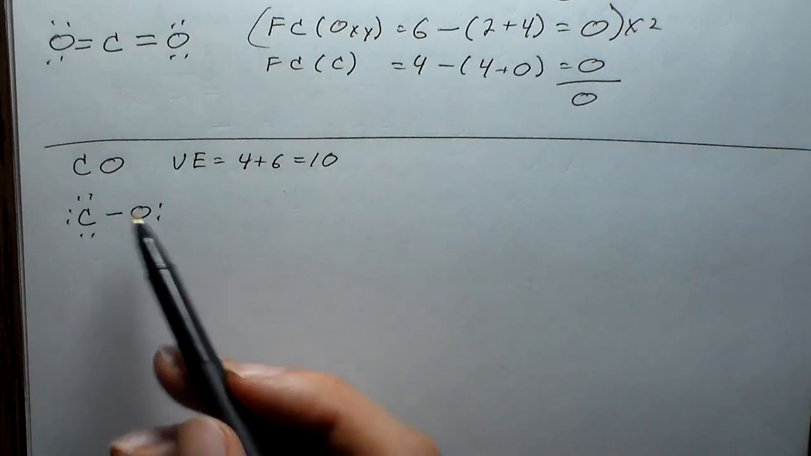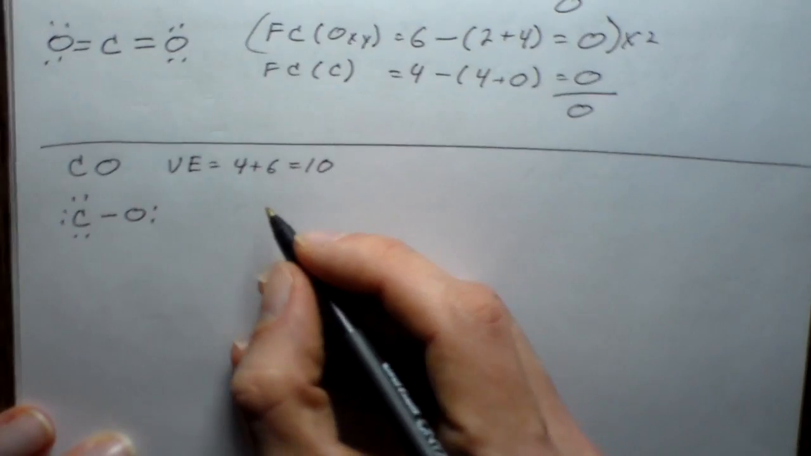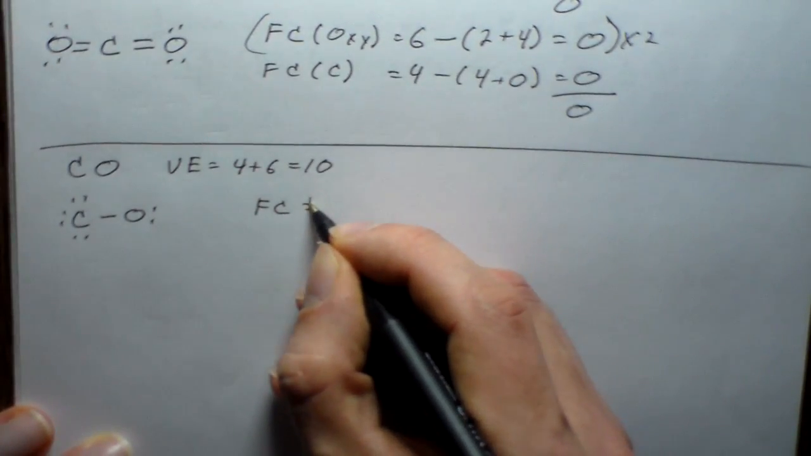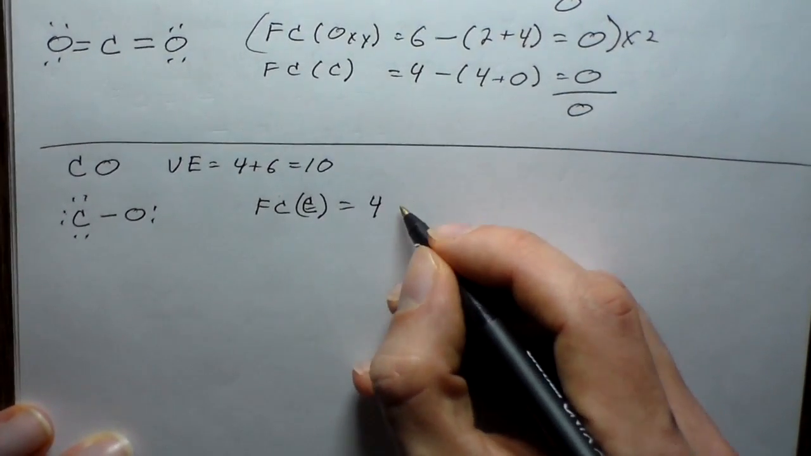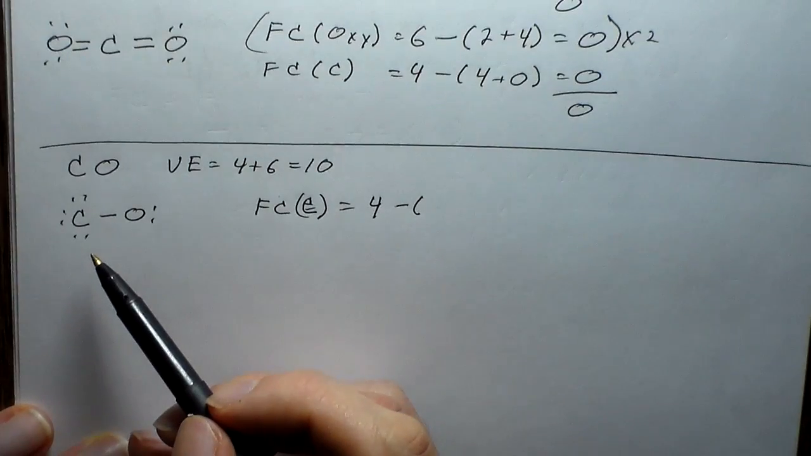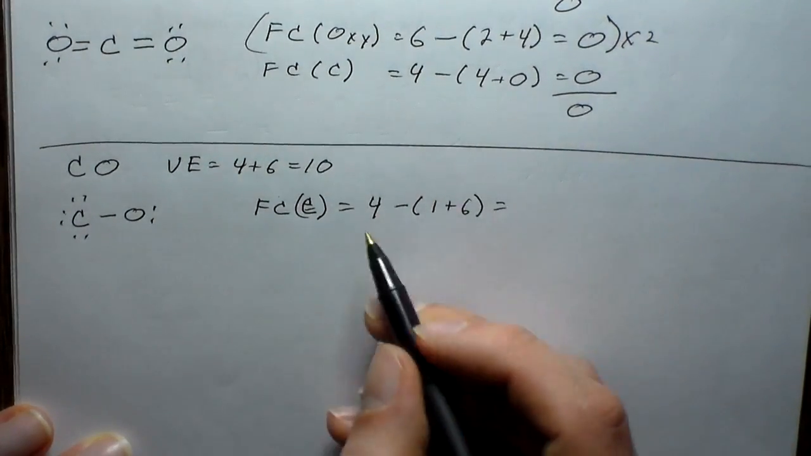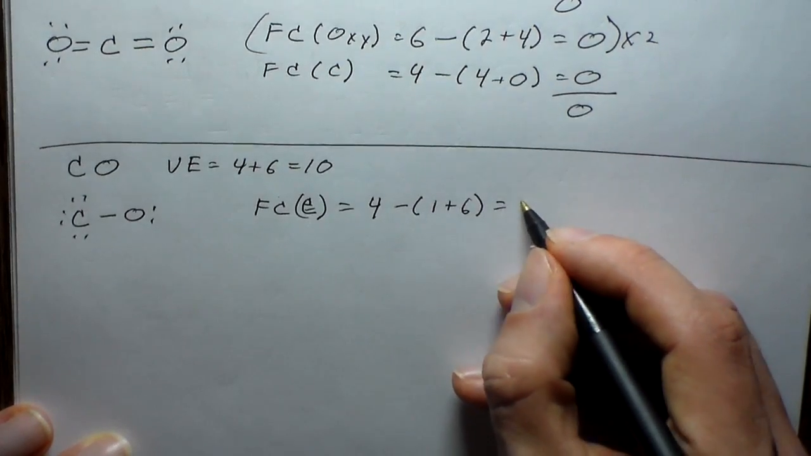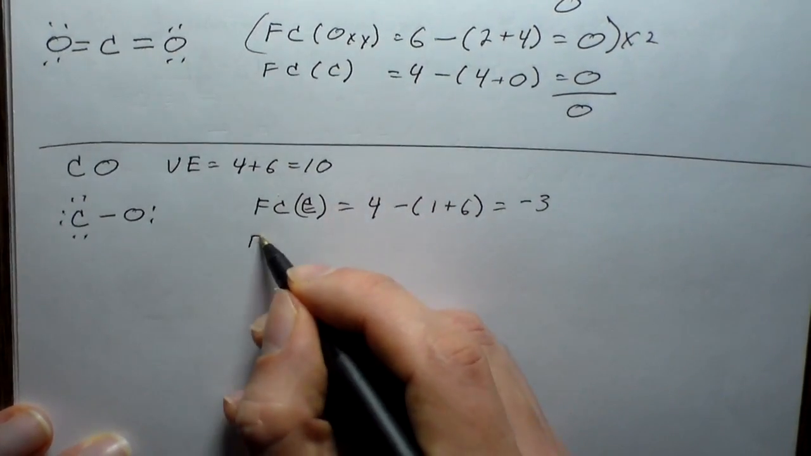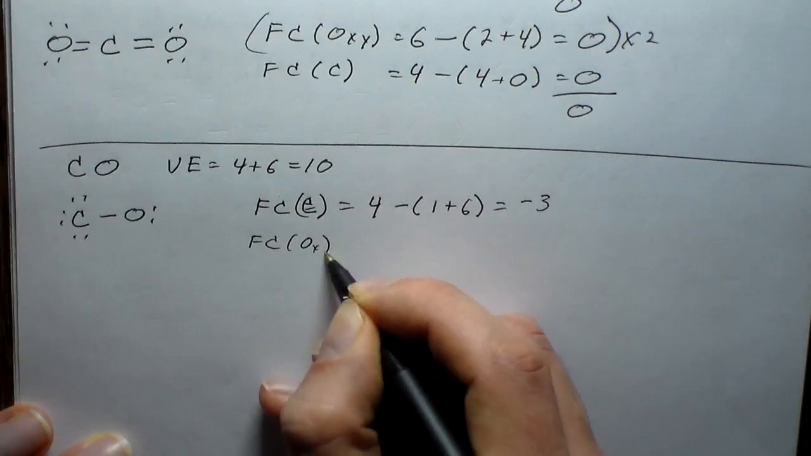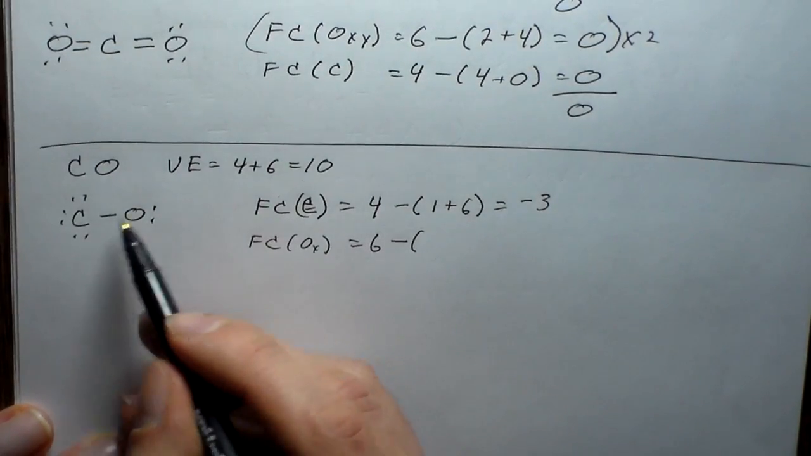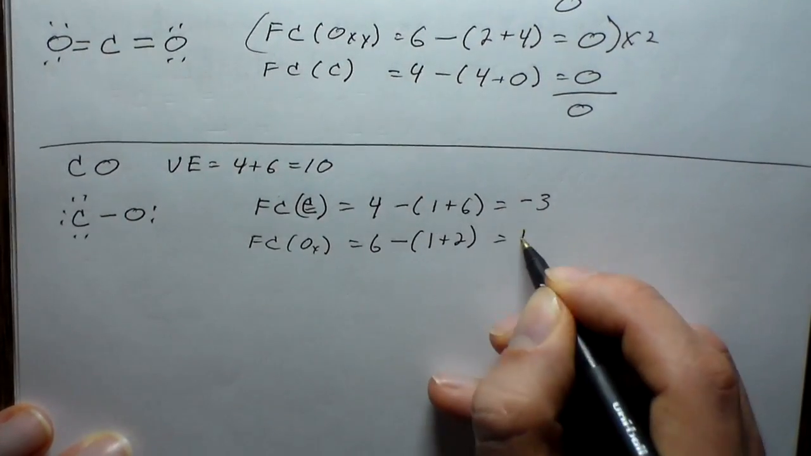So at this point, I have to go through and just calculate my formal charges. So this is going to be for my carbon. It's going to be 4 minus, what do I got here? 1 line and 6 dots. So that's going to be 4 minus 7, which is going to be a -3. And the formal charge on my oxygen is going to be 6 minus 1 line and 2 dots, which is going to be a +3.